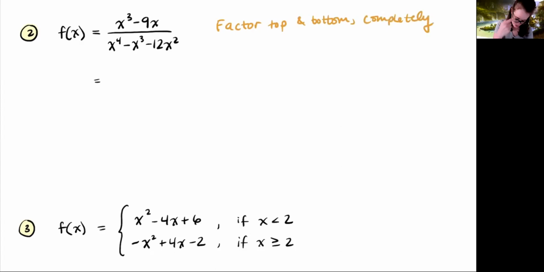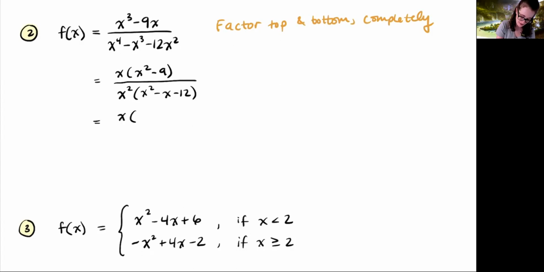Okay, so in the top, it looks like we have a GCF of an x that we could take out. We'll be left with x squared minus 9. In the bottom, it looks like we have a GCF of x squared we could take out. That'll give us x squared minus x minus 12. And I think we can factor further, right? We want to factor it completely all the way. In the top, we have a difference of 2 squares here, so that can factor into x plus 3 times x minus 3. And we still have that x out in the front.